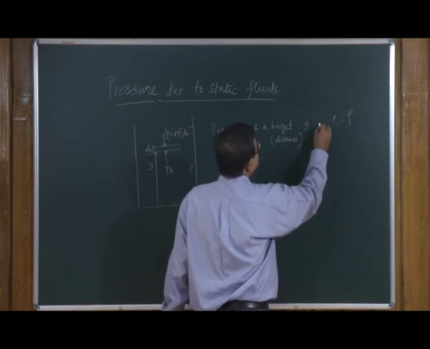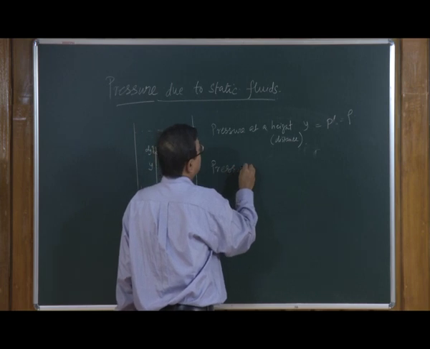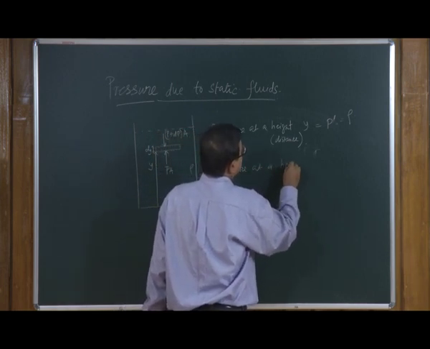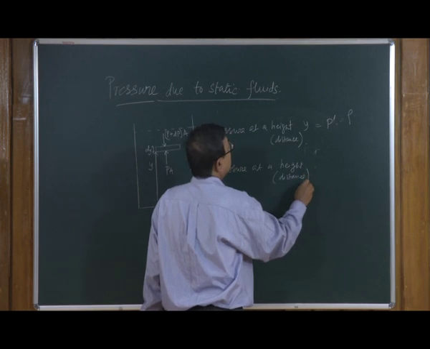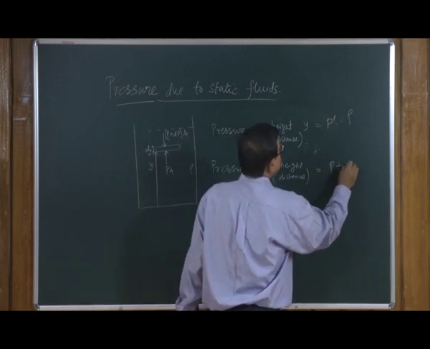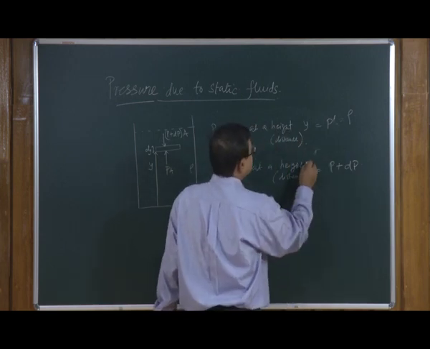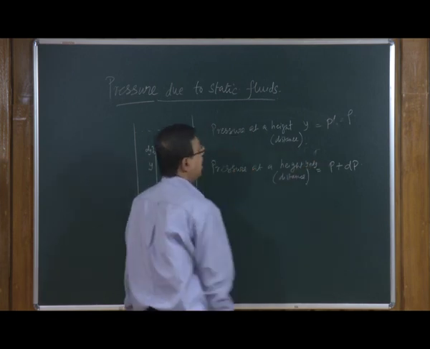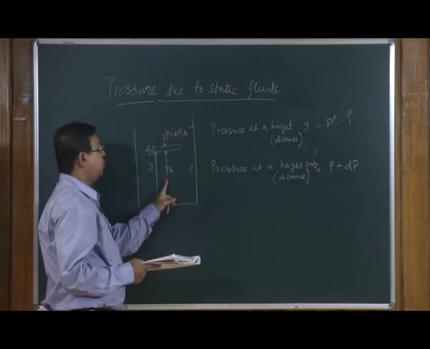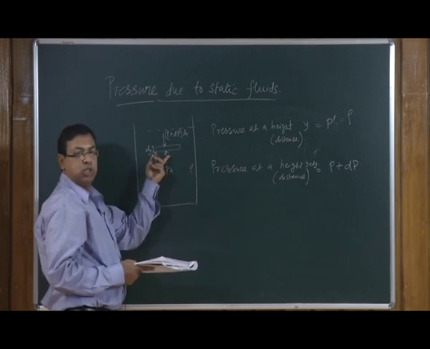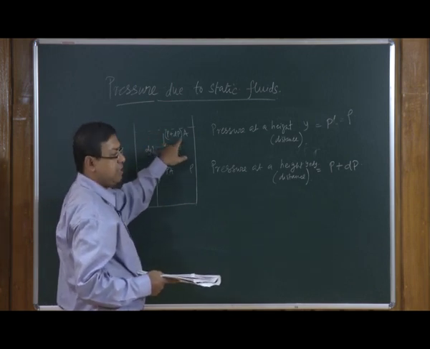And pressure at a distance y plus dy, again measured from the ground, is P plus dP. So, the force due to the fluid acting upward is P A on this bottom surface of this disc. The force that is acting downward is P plus dP into A.